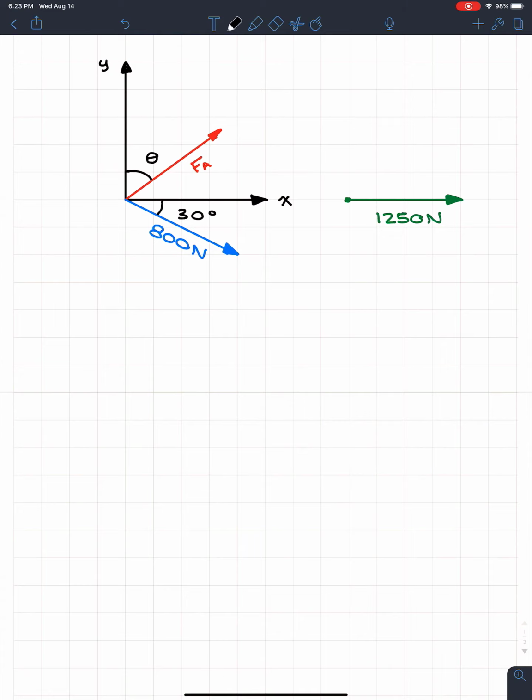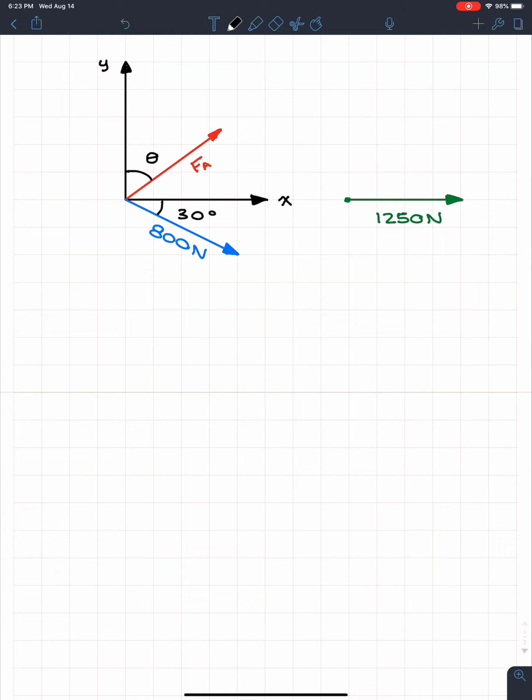So Cartesian vector notation. Let's just remind ourselves what it is. Basically, what we're going to do is split both of our initial forces into x and y components. And then with those components, we can add them together to get the components of the resultant force. And with the components of the resultant force, we can then find its magnitude, direction, and stuff like that.